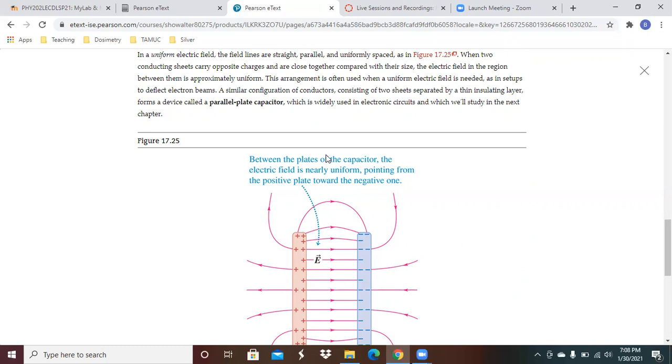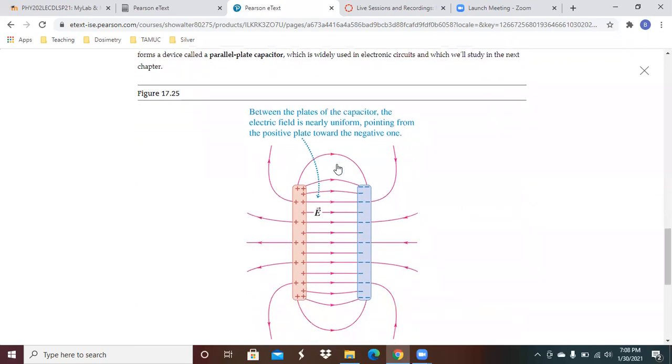So a parallel plate capacitor usually consists of two sheets separated by a thin insulating layer, and then that forms the capacitor.